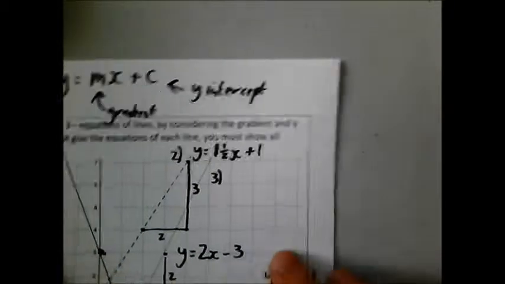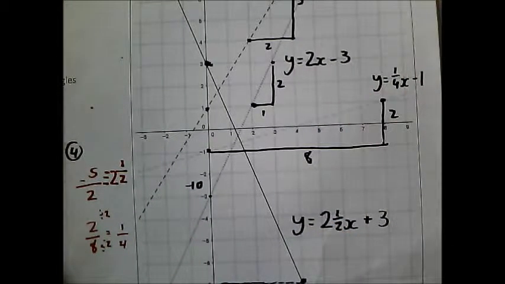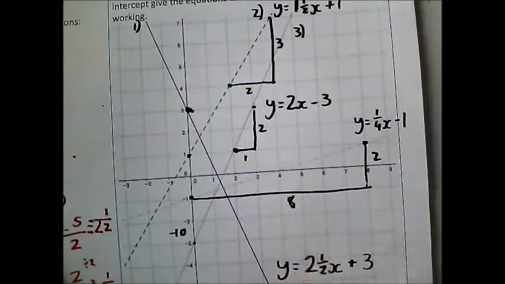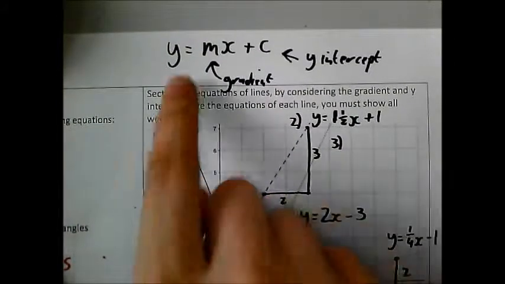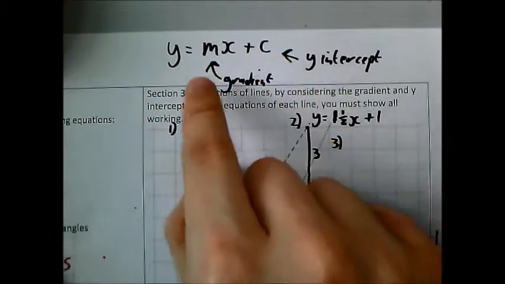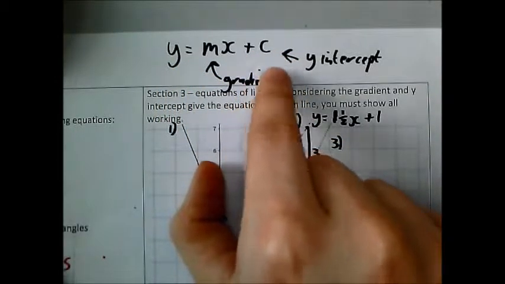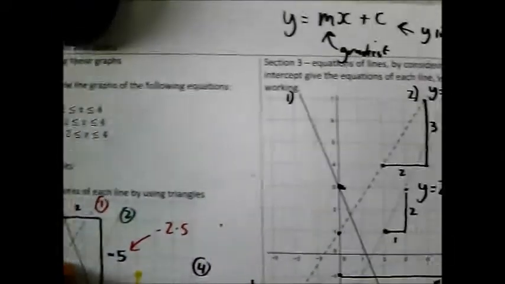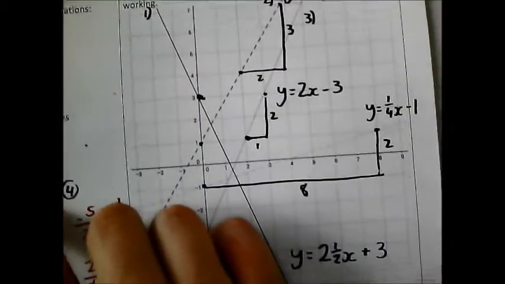Finally, for section 3, you're given lines and you need to give the equation for it. We'll start with this solid line here. Now, to give the equation, you need to use y equals mx plus c, where m is the gradient and c is the y-intercept. We've just done gradients in section 2. So your first stage is to get the gradient of the line.